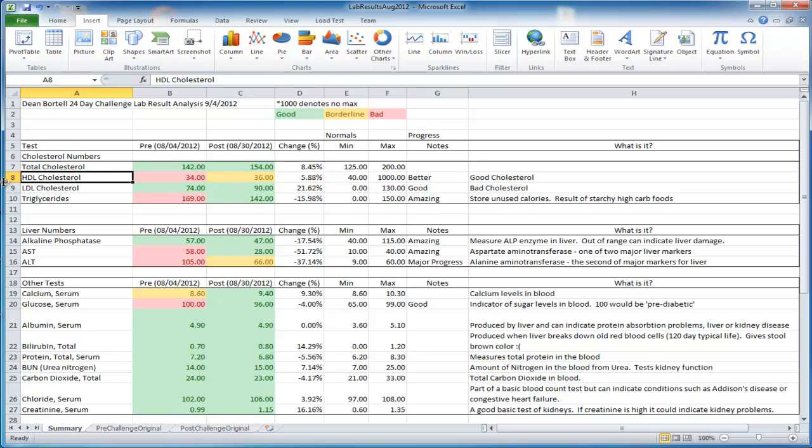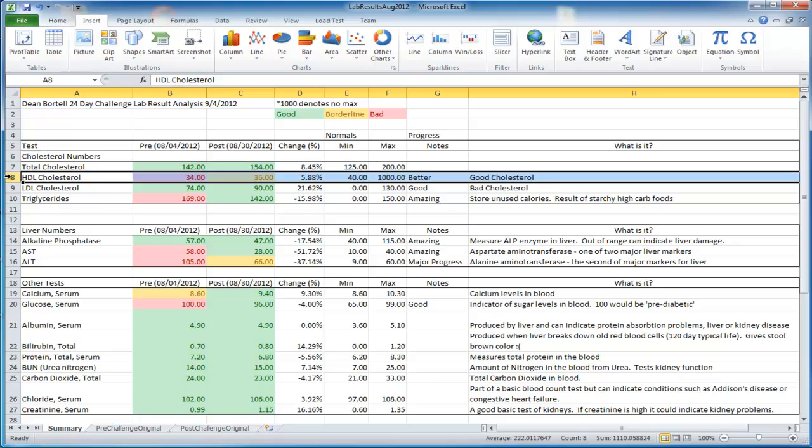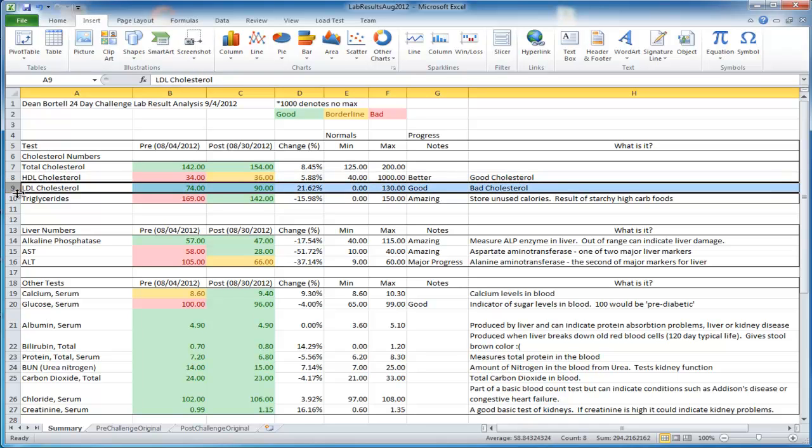HDL cholesterol, which is here. This is what they call your good cholesterol. For a 37-year-old male, 40 would be a minimum, and there's no maximum defined. But you certainly want to be above 40. Now I've made progress in that direction, but I'm not quite there yet. LDL cholesterol. This is bad cholesterol.